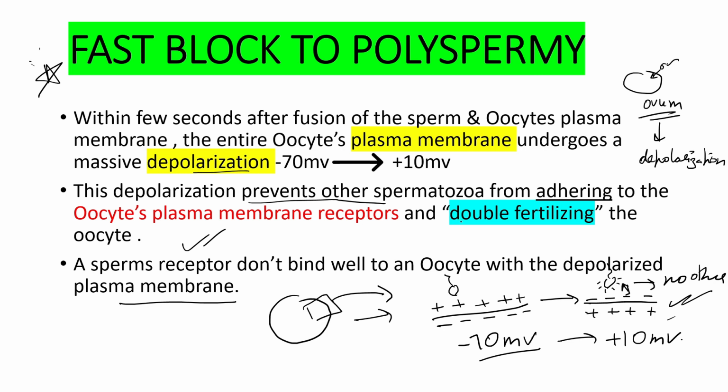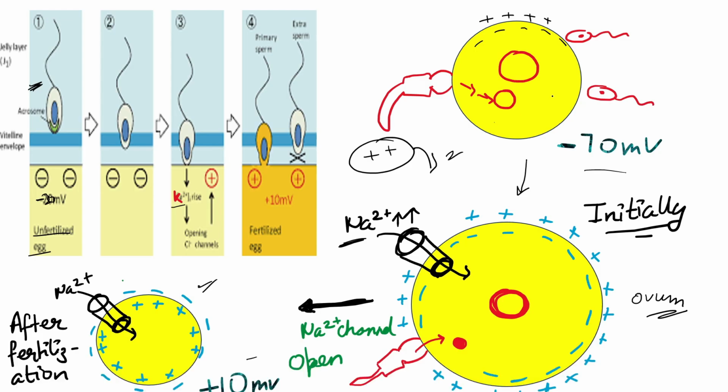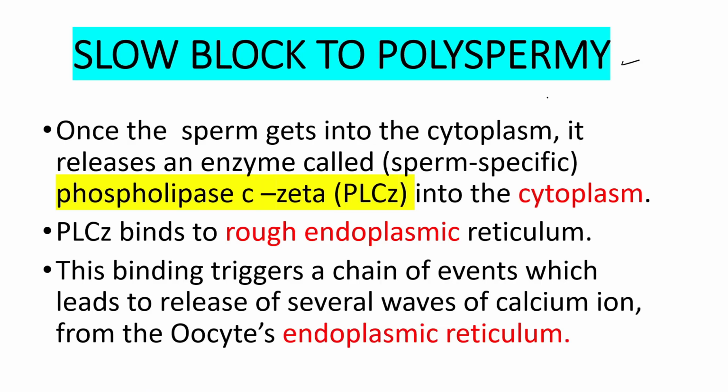In the case of fast block to polyspermy, it was happening within some seconds, like 10 seconds. In this case, Na positive channels were getting opened. Hence, polarity was changing. That means the membrane was getting depolarized. And once the membrane got depolarized, the entry of the other sperms was getting inhibited, right? So you can recall all these things in the previous video.